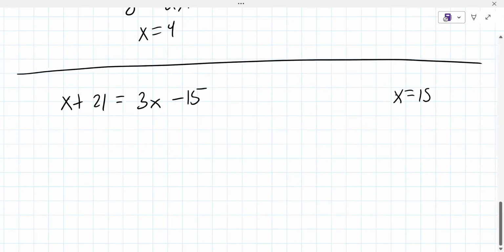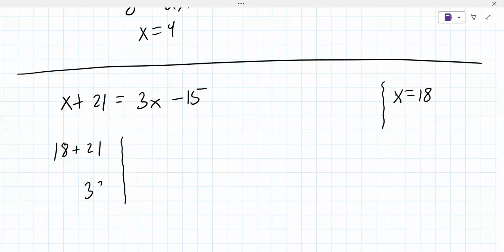All right, x equals 18. So the way we can check this is we can actually put 18 in for x and see if it worked. Are these the same? I believe this is correct, but it's always good to have another path to know if you are right. And yes, that does work.